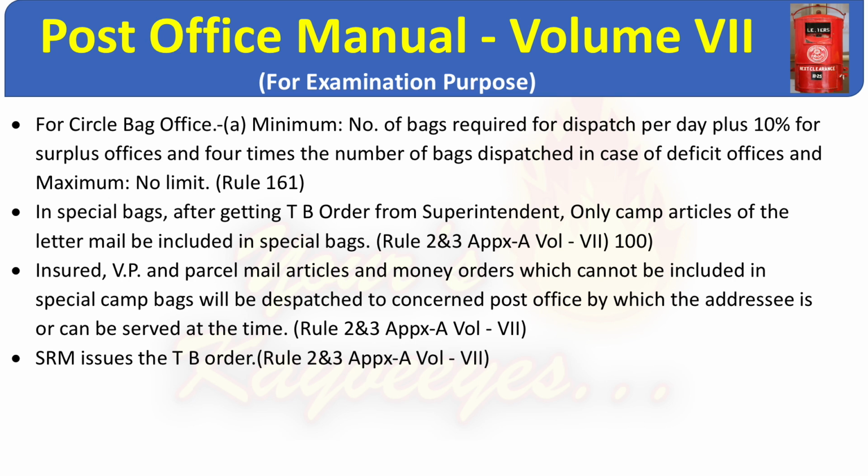That is Rule 161. In special bags, after getting the TB order from the superintendent, only camp articles of the letter mail are to be included in special bags. Rule number 2 and 3 of Appendix, Volume 7. Insured, VP and parcel mail articles and money orders, which cannot be included in special camp bags, will be dispatched to the concerned post office, by which the addressee is or can be served at a time. Rule number 2 and 3 of the Appendix. SRM issues the TB order.